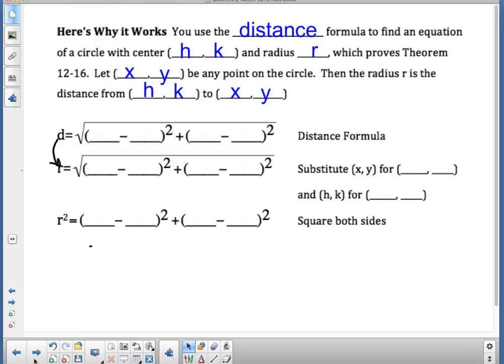Here's why it works, what we just talked about, that (x minus h) quantity squared plus (y minus k) quantity squared equals r squared. The distance formula is used to find an equation of a circle with center (h, k) and the radius r, which proves Theorem 12.16. Let (x, y) be any point on the circle, then the radius r is the distance from (h, k) to (x, y). So we're talking about a distance formula here.